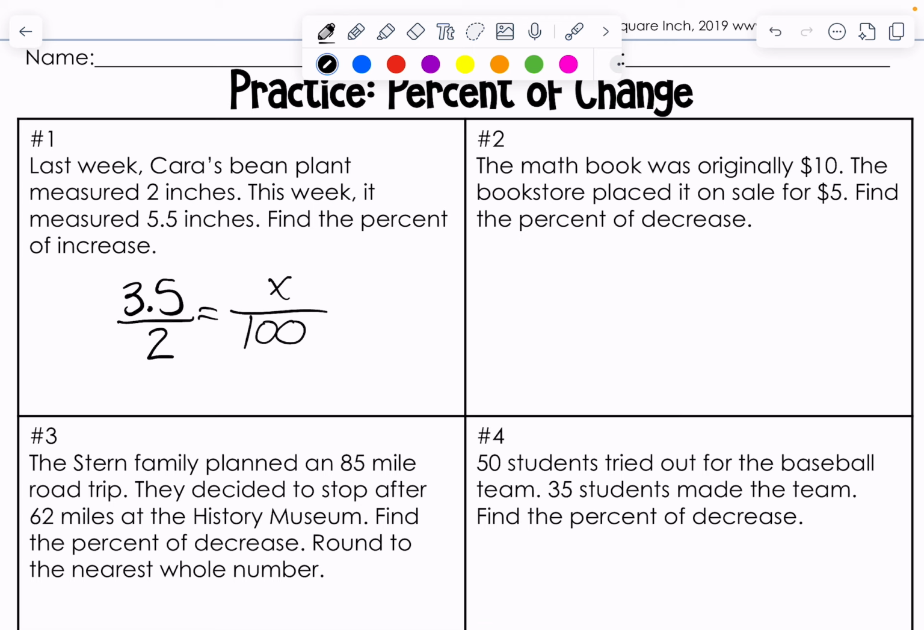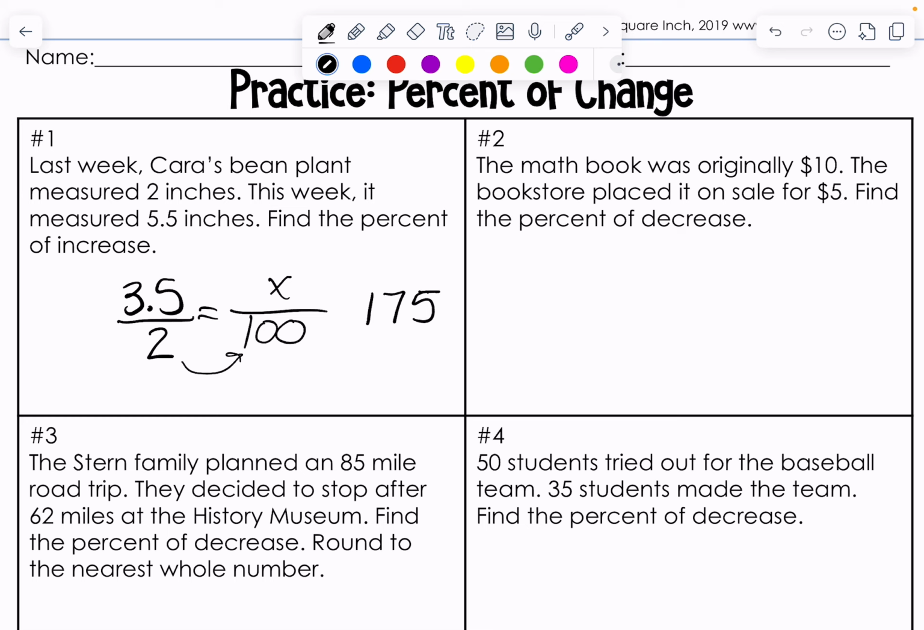And then when we have this proportion, then this would be one where we can use our proportion solving strategies. You might be able to see a relationship, like 2 times 50 gives you 100, so 3.5 times 50. You could also use your cross products here. And then I believe this one is going to be 175, if I'm doing my mental math correctly. Yes. All right, so let's look at the next one.